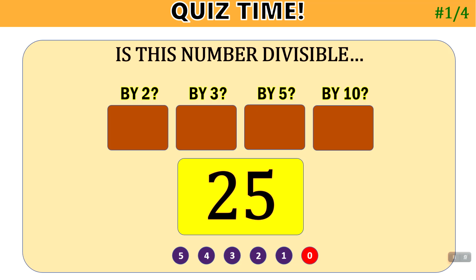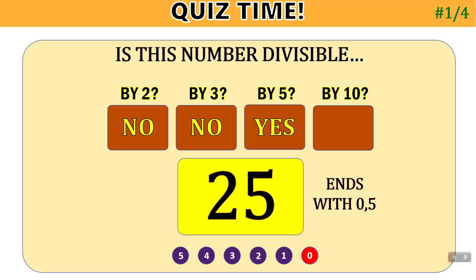Time's up. Can 25 be divided by 2 without a remainder? No, because 25 is an odd number. What about by 3? No, because when we add the digits 2 plus 5, we get 7, and that's not divisible by 3. What about by 5? Yes, because it ends with a 5. What about by 10? No, because 25 does not end with a 0.